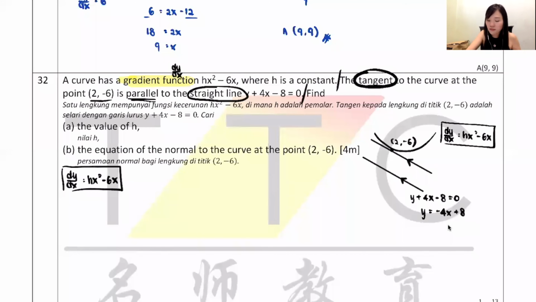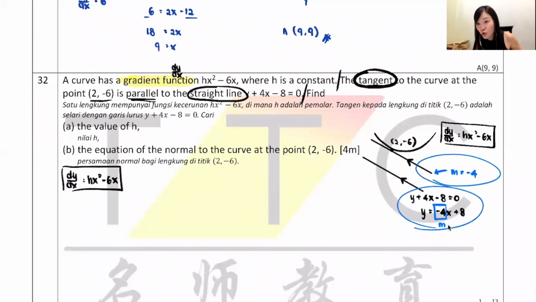Because if you have this form, you can see that the gradient for this straight line is actually -4. Because y equals mx plus c, correct? So this straight line gradient is -4. Then this straight line gradient is also -4. Why also -4? Very good, Nahini. Because they are parallel. Whenever they are parallel, they have the same steepness level, then of course their gradient will be the same as well. So this one -4, this one also -4. So both of them gradient also -4.